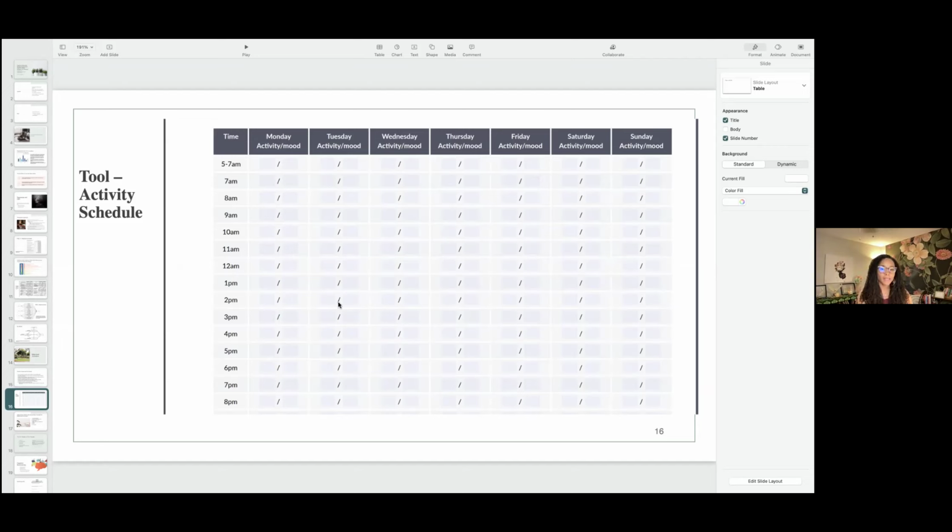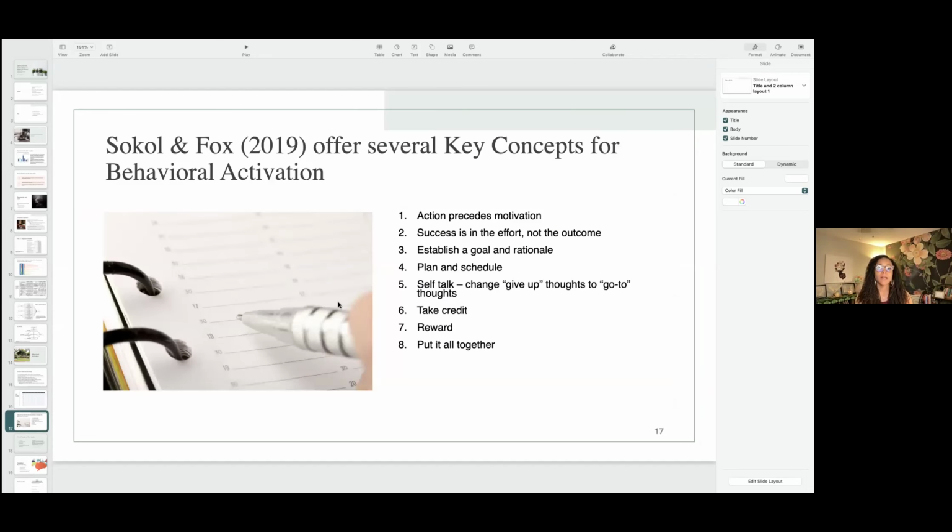And there is a way to think about activity scheduling. And here are some concepts that we can keep in mind when we are engaging in behavioral activation with clients. So I'm going to go down the list, and then I'm going to come back and highlight at least the self-talk piece, because I have a separate slide for that. Action precedes motivation. We are not waiting until clients feel like doing it. We are helping them to chart activities before they feel like it, and trusting that the activities themselves will be reinforcing.